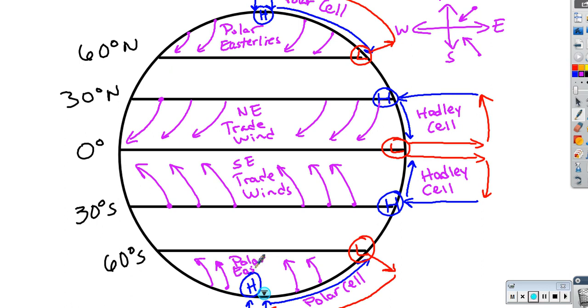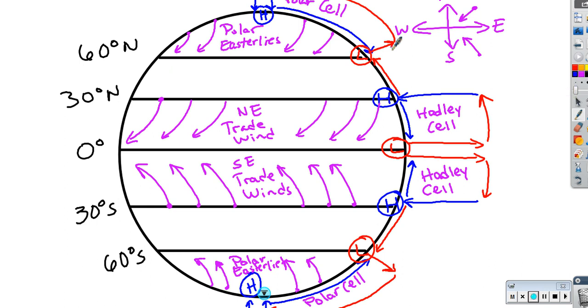The last belt doesn't form because of temperature, but because of pressure. So along the surface we have high to low this way, and high to low this way. And aloft, think about what kind of pressure zones we have aloft here.